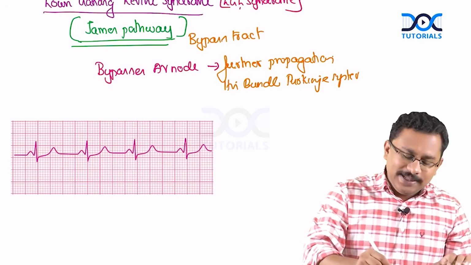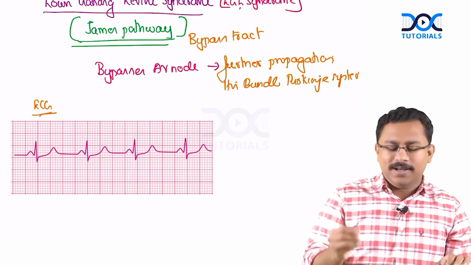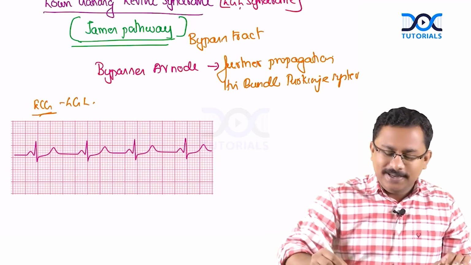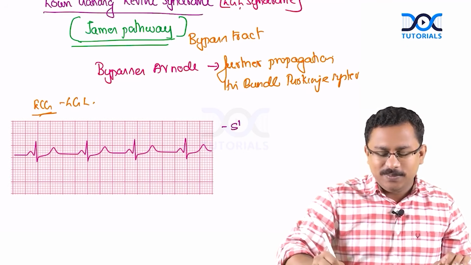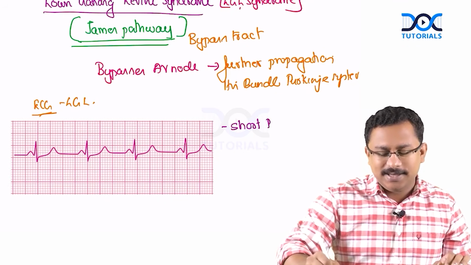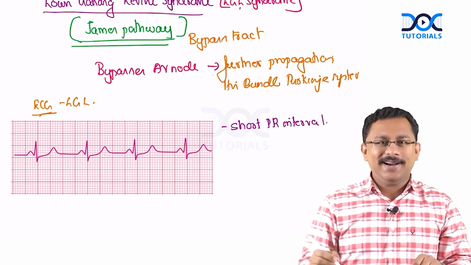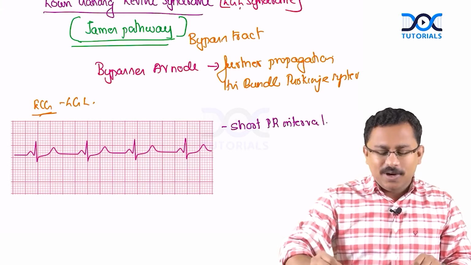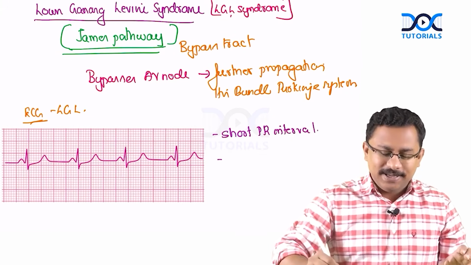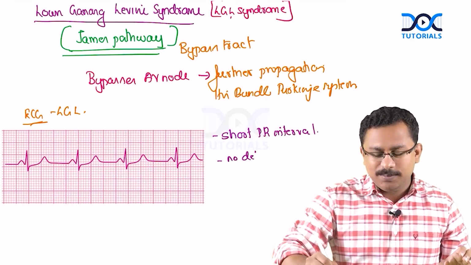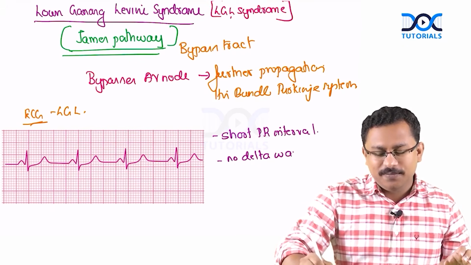Let's have a look at the ECG of a patient with LGL syndrome. So the first point, like WPW syndrome, this individual also has a short PR interval, that is less than 3 small squares. So short PR interval is there, and you are not going to have a delta wave in comparison to the WPW. There is no slurred upstroke, so there is no delta wave.